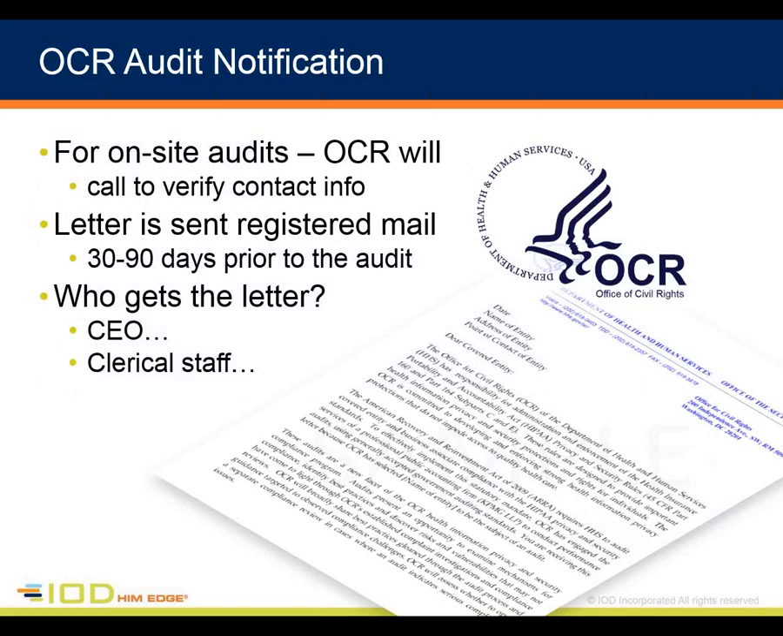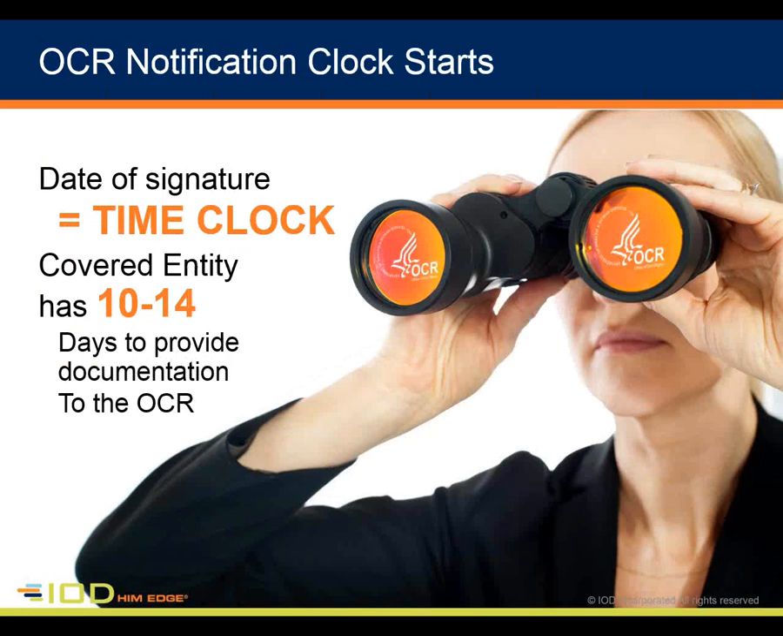So how does the OCR notify your organization that you'll be audited? For on-site audits, the OCR will call to verify contact information, then you will receive a letter via registered mail. Once that letter is received, you can expect an on-site audit within 30 to 90 days. Most commonly, the letter is sent to your CEO or the clerical staff of your executive administration. So the OCR notification clock starts at the time of the signature of the letter. You as an organization, as a covered entity or business associate, have 10 to 14 days to provide documentation to the OCR.